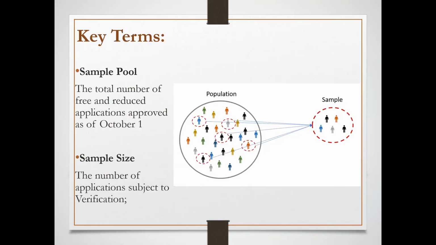Another key term that you will hear during verification is sample pool, and that is going to be the total number of applications that are approved as of October 1st. And then your sample size is going to be the number of applications that are subject to verification. So just remember these terms, and when you get the PowerPoint, you'll be able to see how these terms mesh with the verification process.